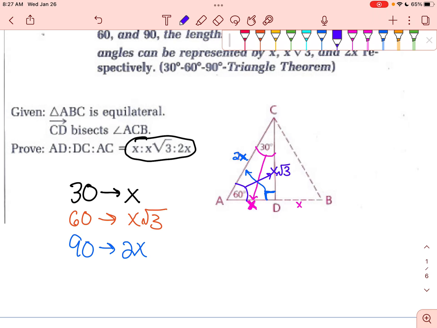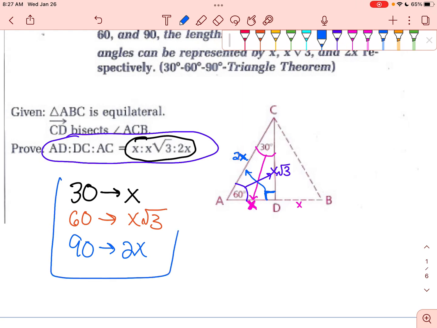So every single time in a 30, 60, 90 right triangle, the ratio of sides is x to x root 3 to 2x.